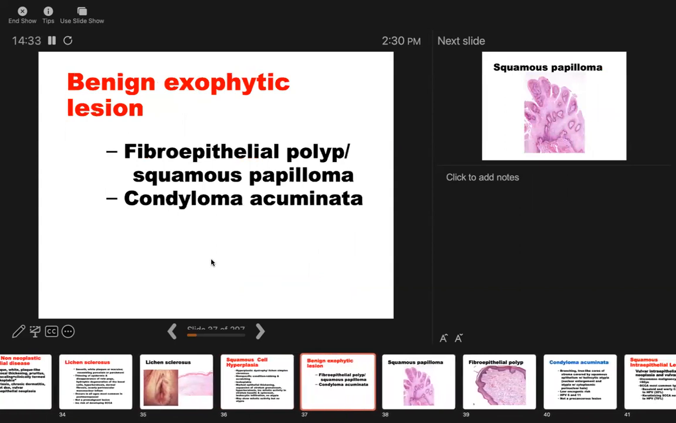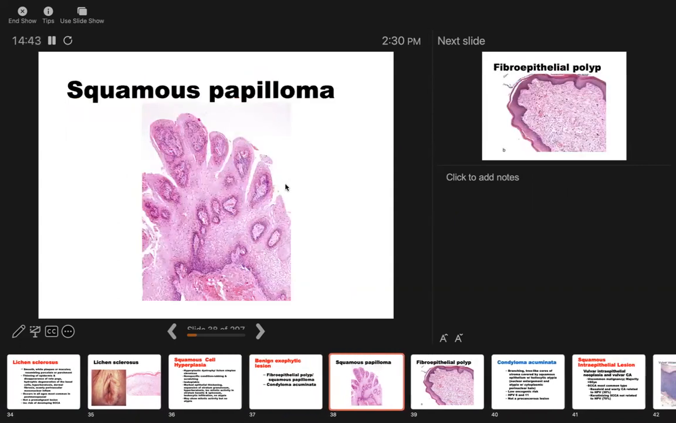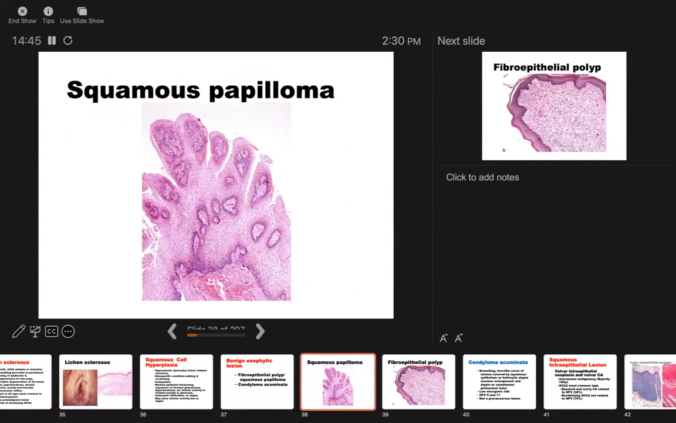When you talk of exophytic lesions, these are some of the terms that you will encounter. One is fibroepithelial polyp, otherwise known as squamous papilloma. Why is it called as such? It's called fibroepithelial polyp or squamous papilloma because, as you can see from here, you have finger-like projections or papillary-like projections that protrude as such. That's why the term is papilloma.